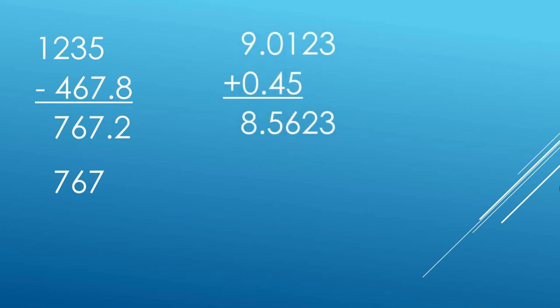What about this one? Our first number has 4 decimal places, and our second number has 2. So 2 is the least precise. So we are going to round our answer to 2 decimal places.